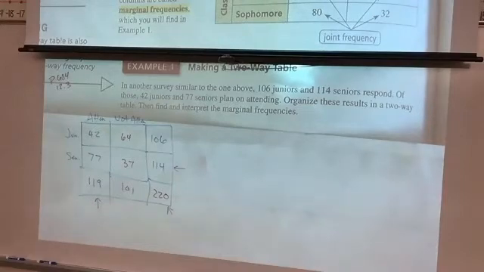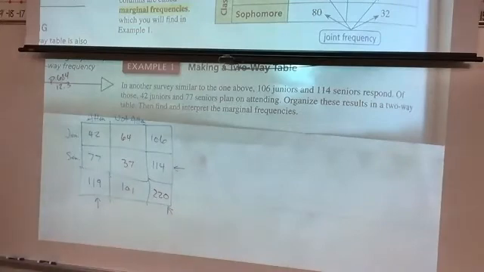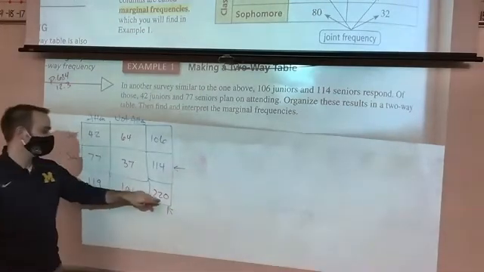All right, raise your hand. Tell me, what does this 119 represent here? Total people attending. There you go. How about the 220? What's that 220 then? Yeah, total number of people surveyed. That is the grand total.